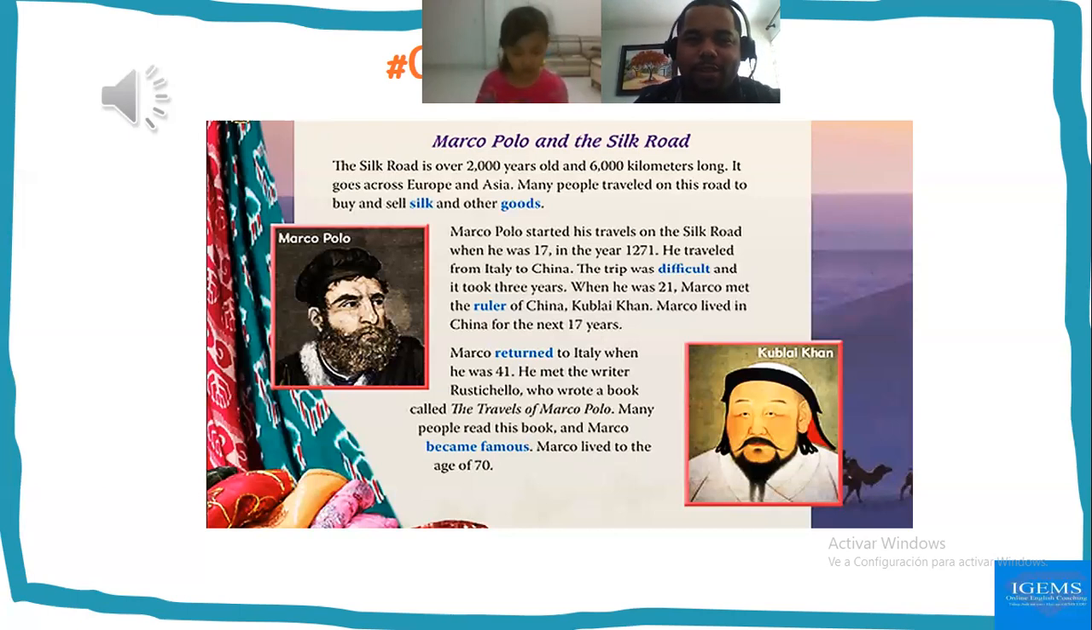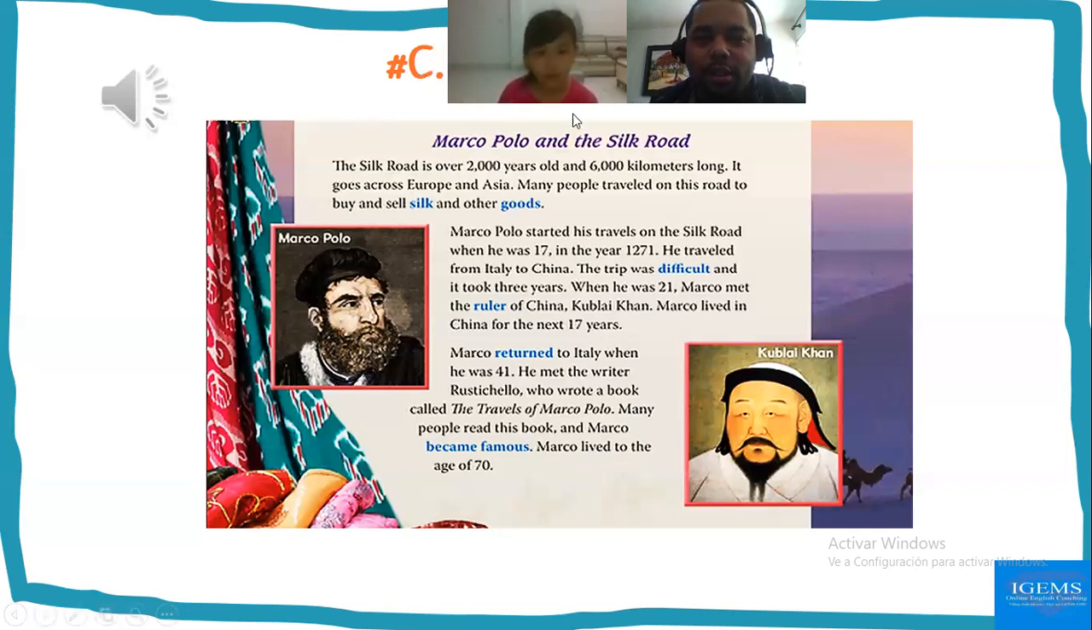Marco Polo and the Silk Road. The Silk Road is over 2,000 years old and 6,000 kilometers long. It goes to Europe and Asia. Many people travel to this road to buy and sell silk and other goods.